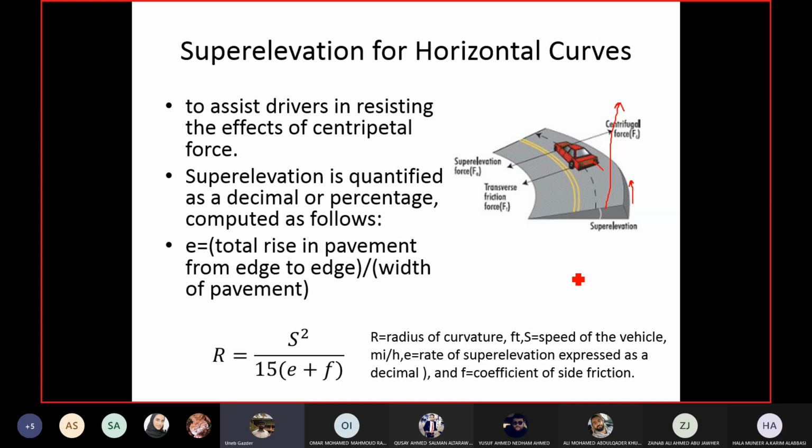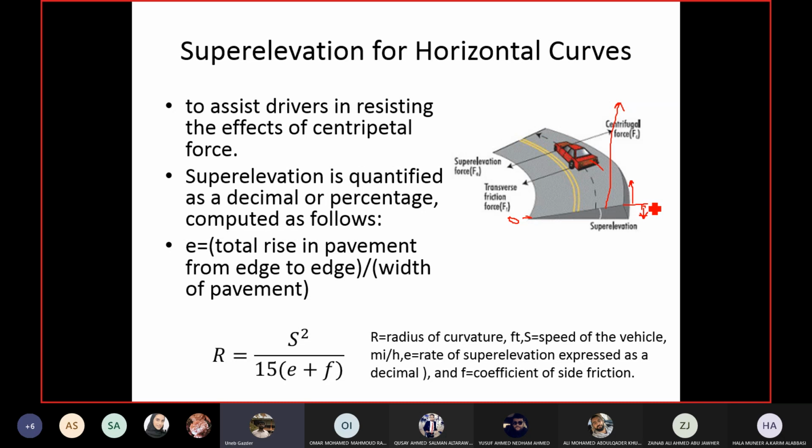Now, how do we measure super elevation? Super elevation is measured as the difference in elevation between the inside and the outside edge of the road. So the inside edge is like 0, and then you measure the difference of elevation from 0 to the outside edge. This will be the total rise in the pavement, and it will always be a rise because you are pushing inside, so you have to raise the outside edge. Super elevation is not negative. It's always going upward.